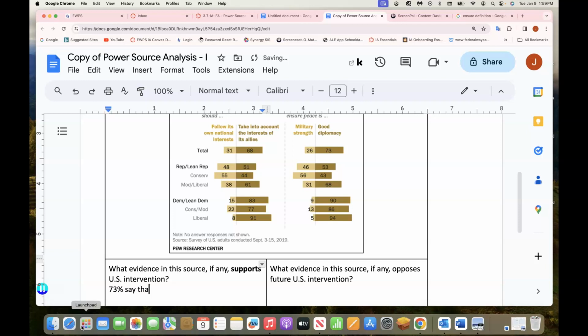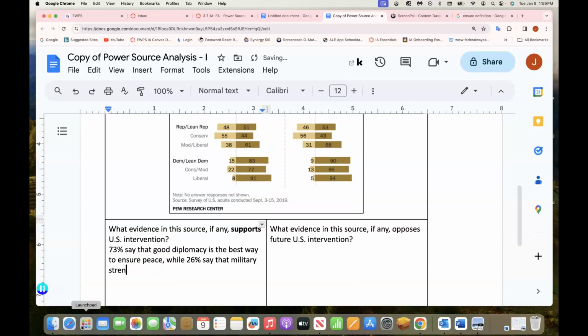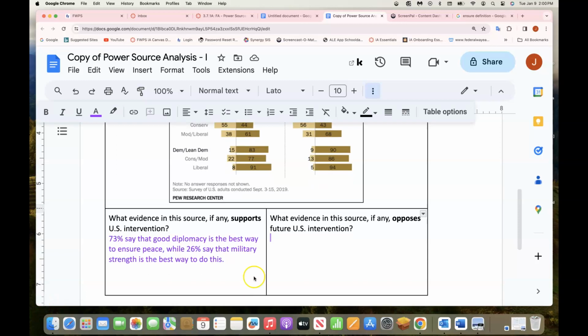73% say that good diplomacy is the best way to ensure peace, while 26% say that military strength is the best way to do this. Okay. All right, I just colored this side so that the answer is very apparent.